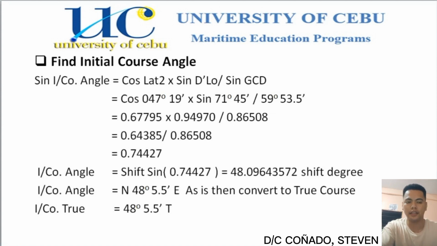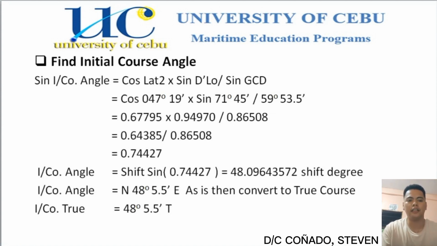And then lastly, the great circle distance. The great circle distance is also the same as the first one. We need to press sin and then type the total of the great circle distance, and the result for the great circle distance will be 0.86508.